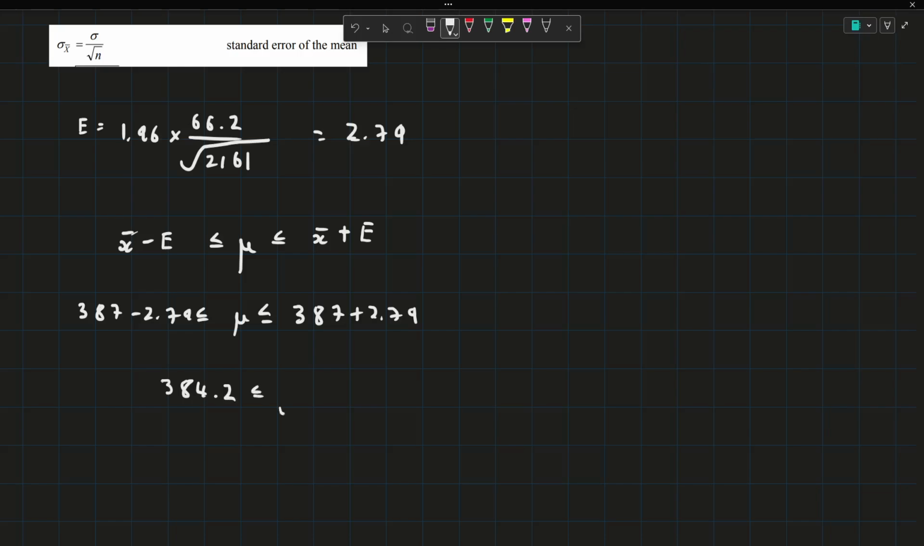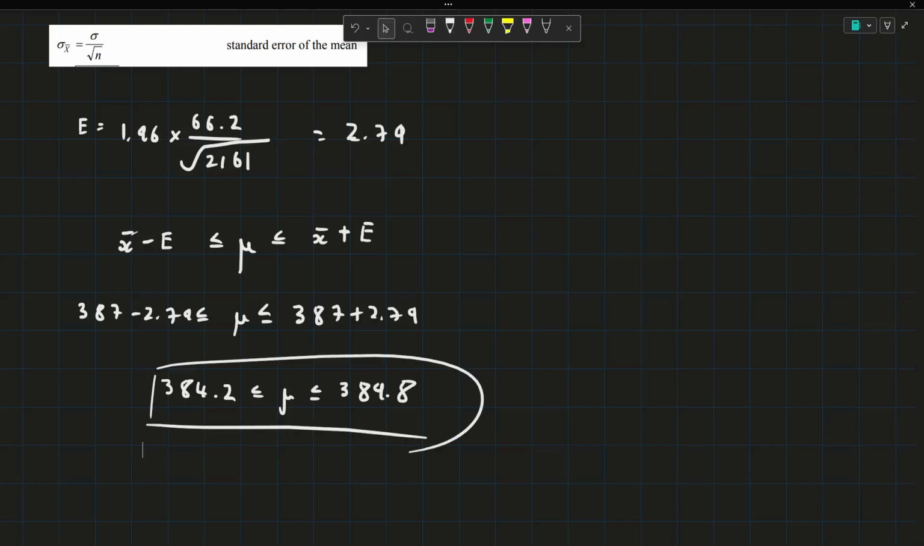384.2 less than or equal to mu, less than or equal to 389.8, and those are rounded to 1 decimal place.